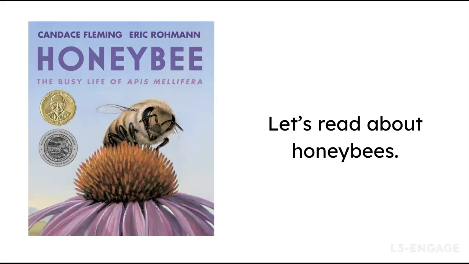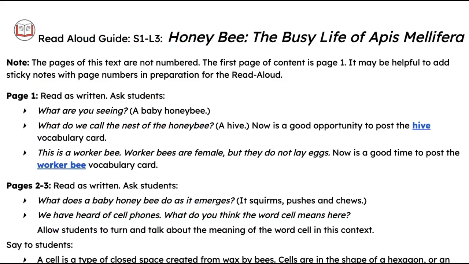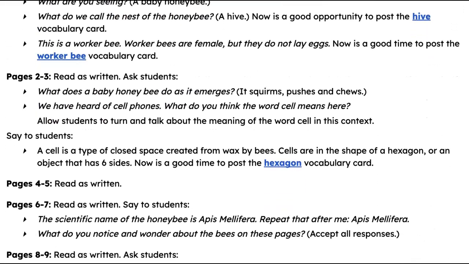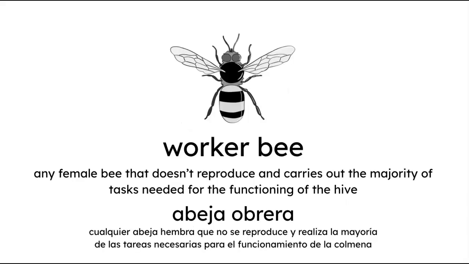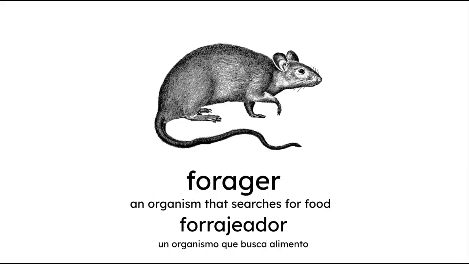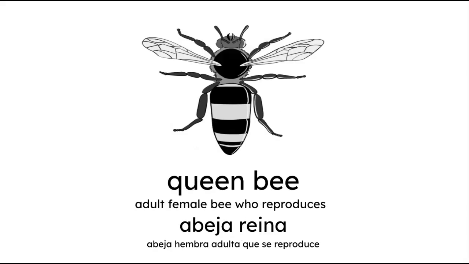You'll begin the engage portion of the lesson by reminding students that in the last lesson, they observed how bees pollinate flowers. To continue learning about the honeybee, you'll read Honeybee, the Busy Life of Apis mellifera. Use the Read Aloud guide as you read and discuss. During the discussion, you will post the hive, worker bee, hexagon, forager, and queen bee vocabulary cards as part of the Read Aloud.